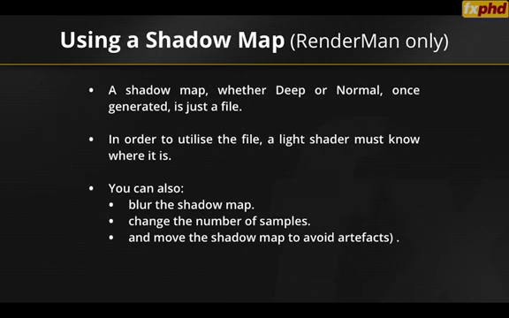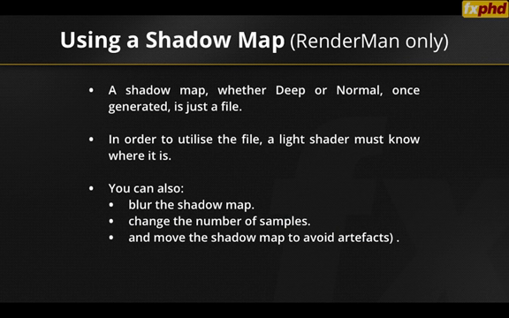Now when we come to use the shadow map, whether it's a deep shadow map or just a normal one, once generated, it basically just exists as a file. And in order to utilize the file, a light shader must know where it is. Okay. Now, once we've got that set up, we can do things like blur the shadow, change the number of samples, and move the shadow map to avoid artifacts. Okay. So there's lots of different things we can do once that's sorted.